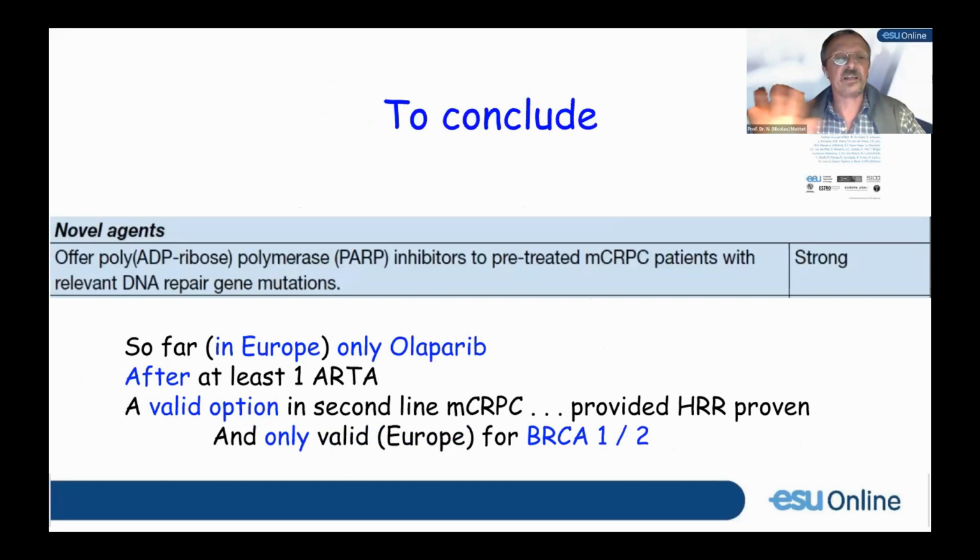So it's clearly a major adjunct to our armamentarium. It seems to clearly improve the overall survival, despite some issues with the trials, after at least one ARTA, but only if the patients have a proven BRCA1 or 2 abnormality, and it's again only available in Europe for this and not for others. With this, I conclude here, and I will give the mic to Emmanuel Antoniorakis, who will elaborate a little bit about the triplets and the combination of the drugs.